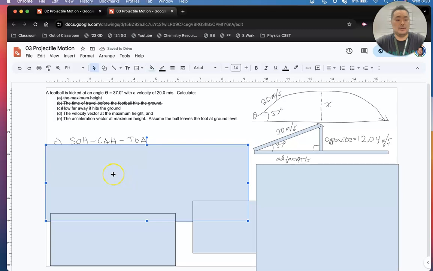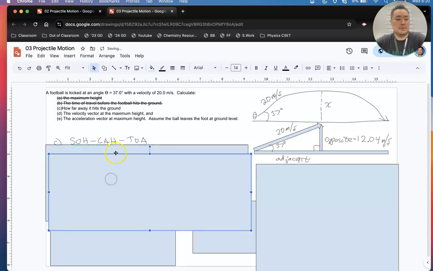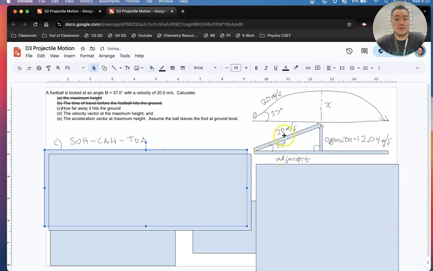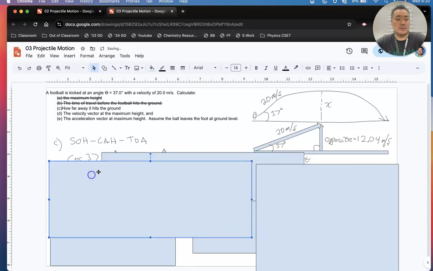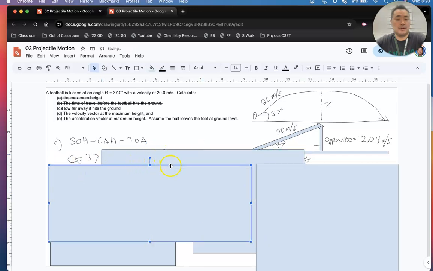And SOHCAHTOA is sine theta equals opposite over hypotenuse, or cosine theta equals adjacent over hypotenuse, or tangent theta equals opposite over adjacent. Since we're trying to find adjacent and we know the hypotenuse, we're going to use cosine, and cosine 37 equals adjacent over hypotenuse.